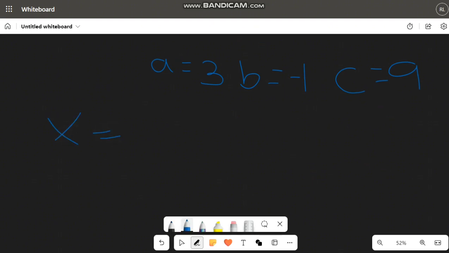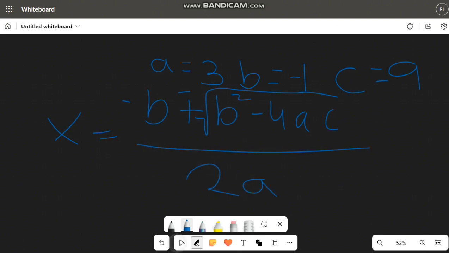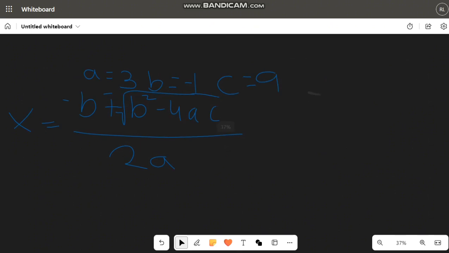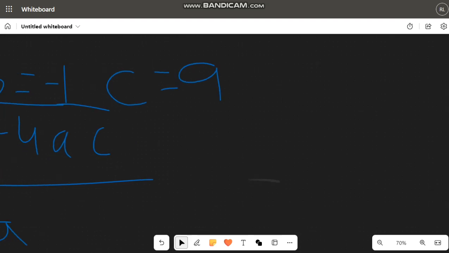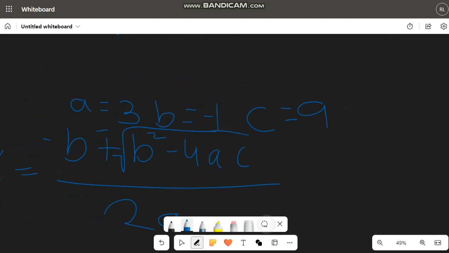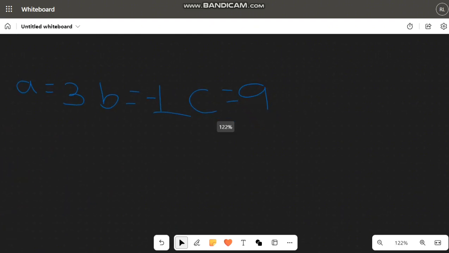X would equal negative b, as we said, for the quadratic formula. We're just gonna write that down, the square root of b squared minus 4ac over 2a. Then we're gonna go and actually find it. So we're gonna take these, just make them smaller so we can put them next to us. Okay.